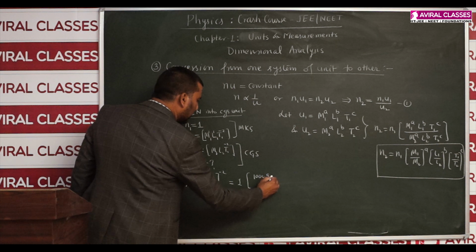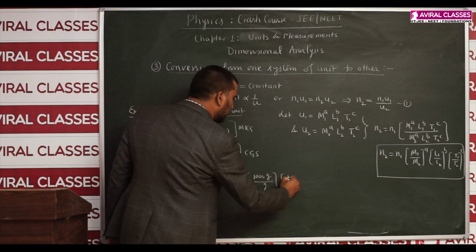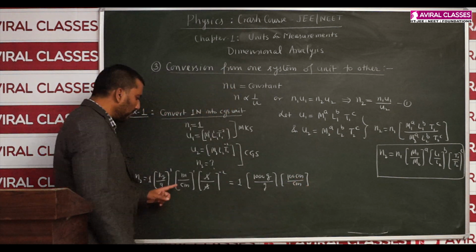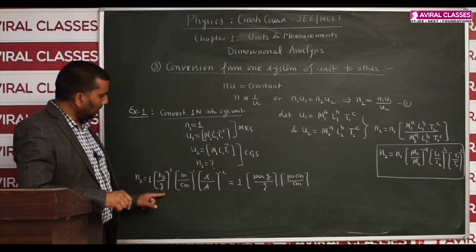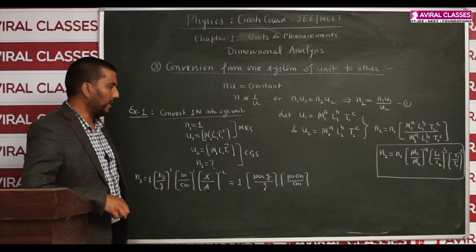1 kg is 1000 gram. 1 meter is 100 centimeter. You may convert centimeter into meter also, gram into kg also, but it is always advisable to solve in the simplest way.